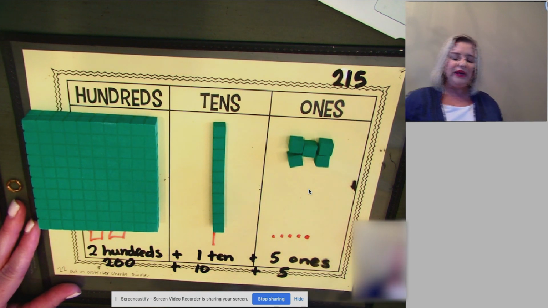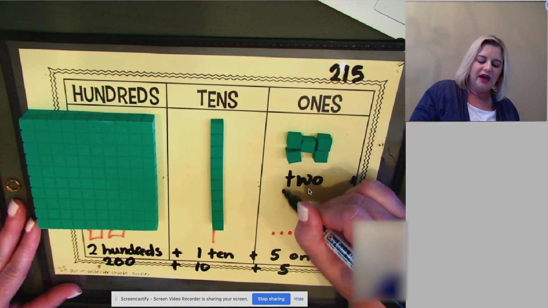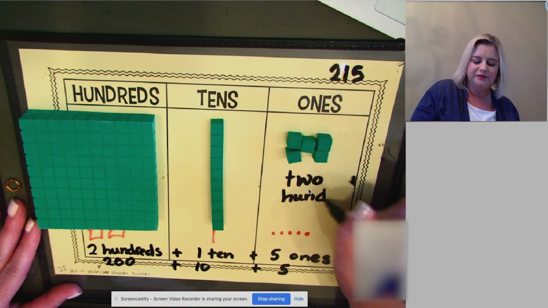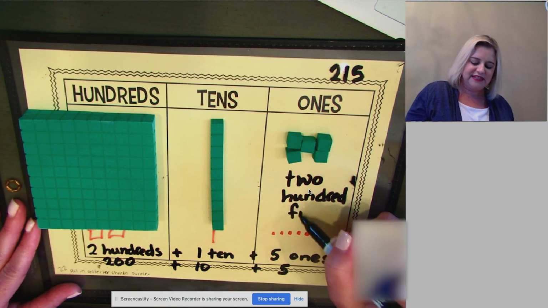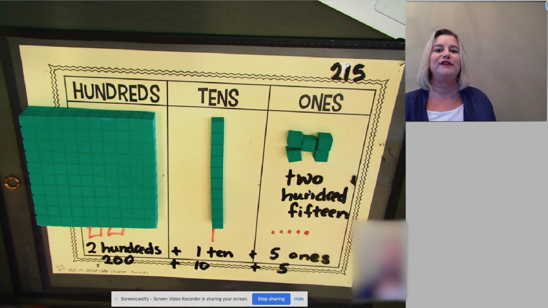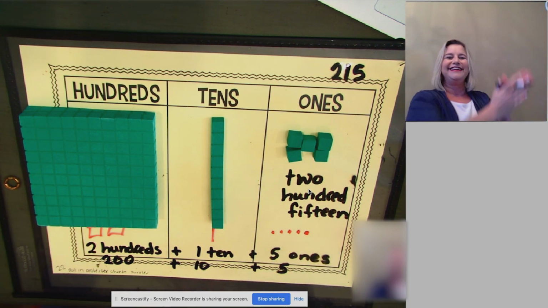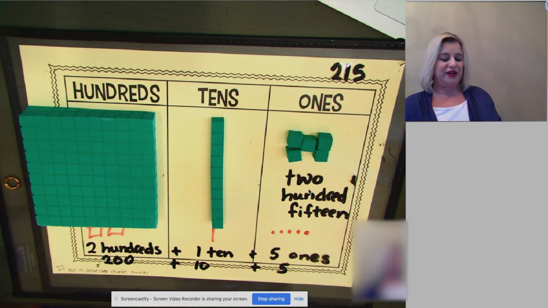Yes, we can write it in words. 200. What do we need to put at the end? 15. Excellent job, boys and girls. Give yourselves a round of applause. So we just labeled our model with numbers and words.